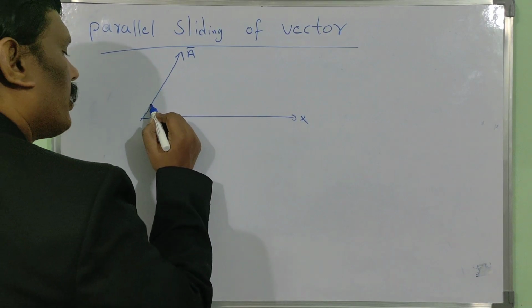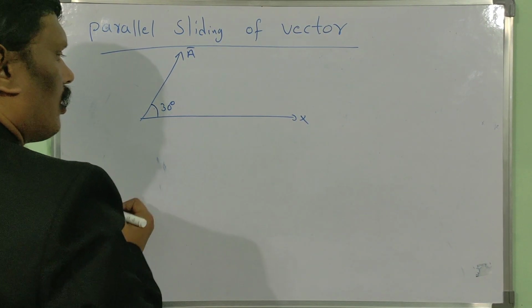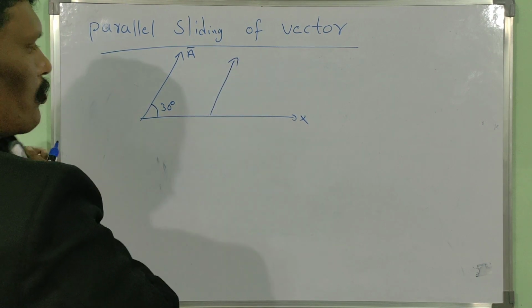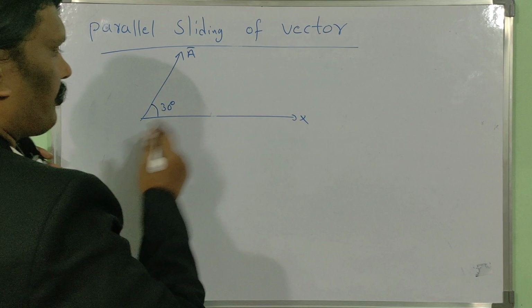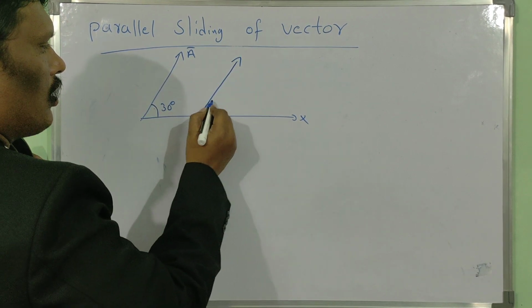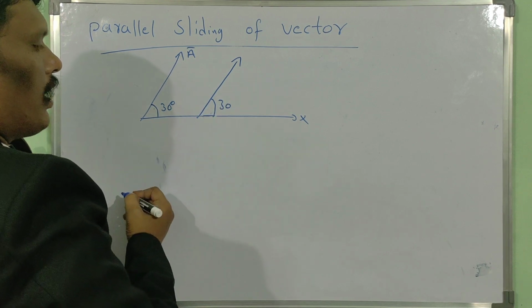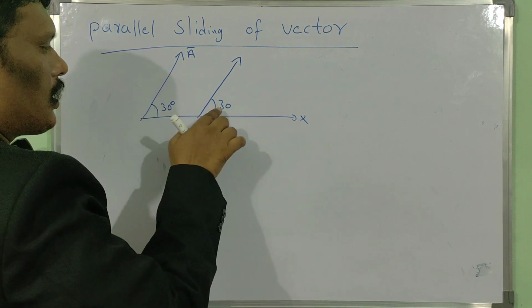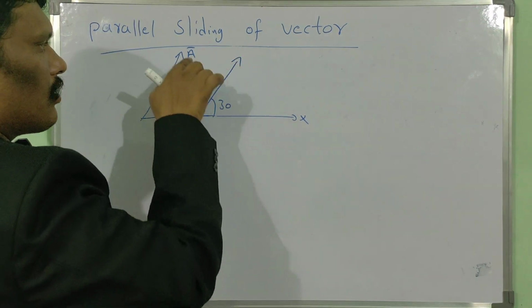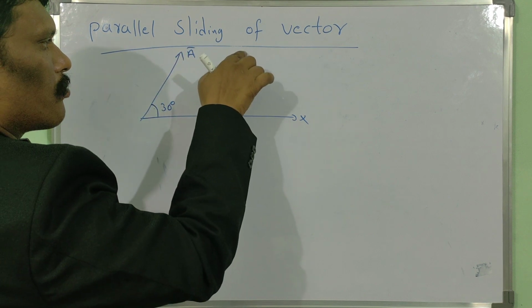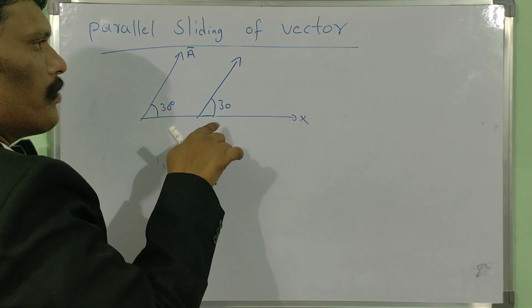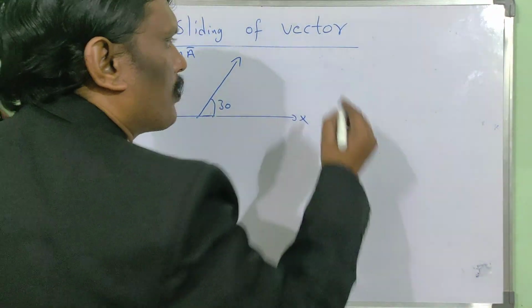Suppose here, what is the angle I consider? 30 degrees. Suppose I slide this vector from this position to this position. Observe. This position to this position, the same vector without changing the angle. At that time what happened? Without changing the angle while sliding, what is the direction here? The same direction is present here. If the angle is the same, the direction is also the same.